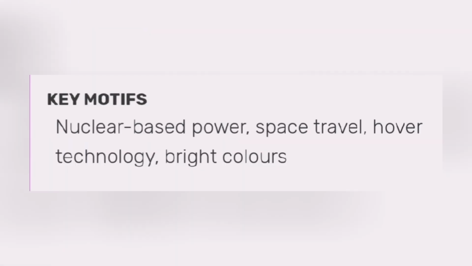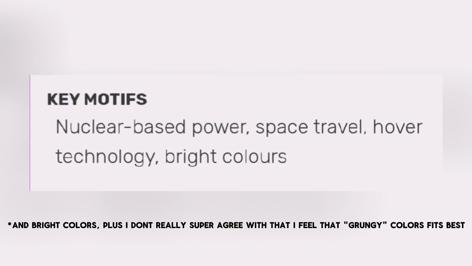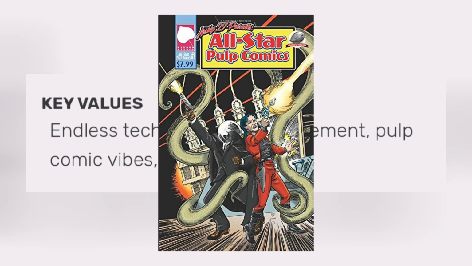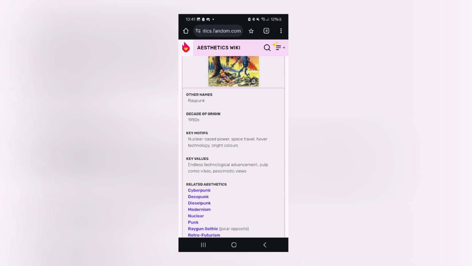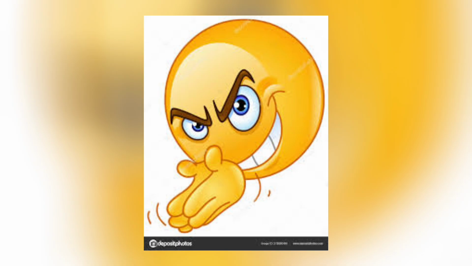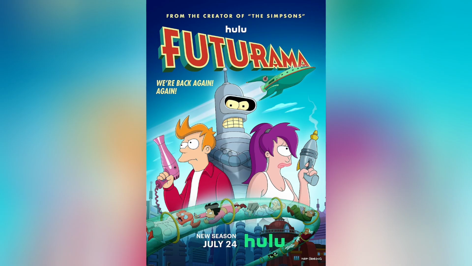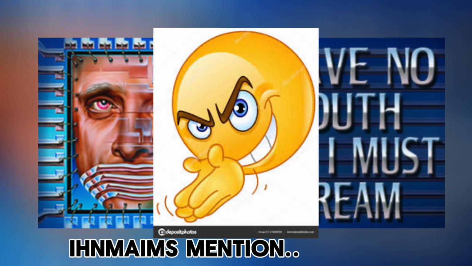The key motifs include nuclear-based power, space travel, hover technology, and bright colors, and the key values include endless technological advancements and pulp comic vibes, as described on the Wikipedia page. Some of the media for this aesthetic include the Fallout series, both the game and TV show, Futurama, and my personal favorite, I Have No Mouth and I Must Scream.